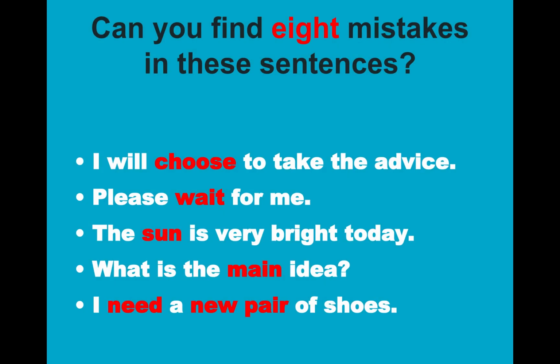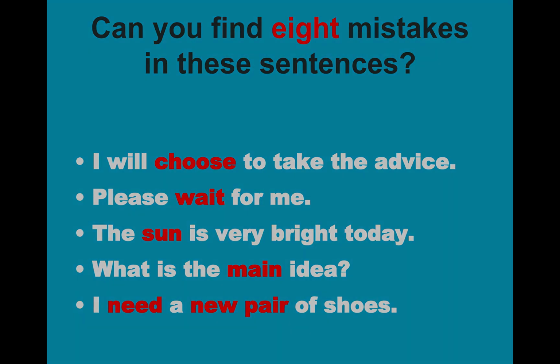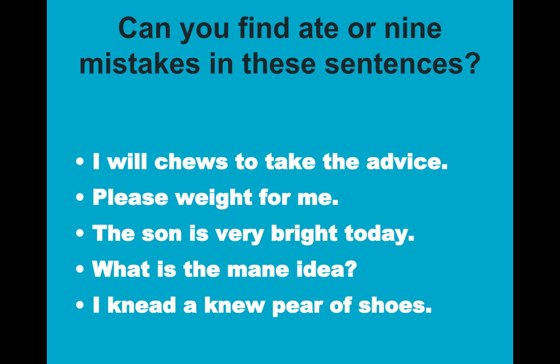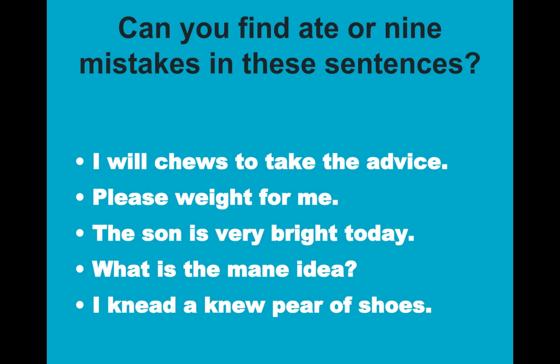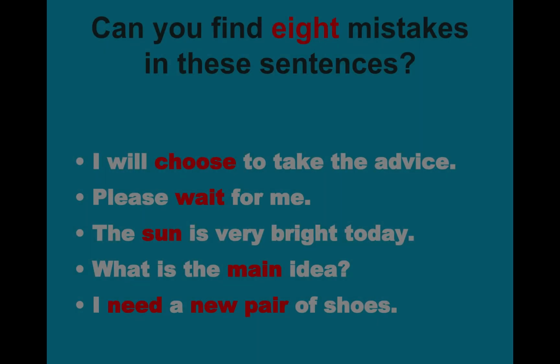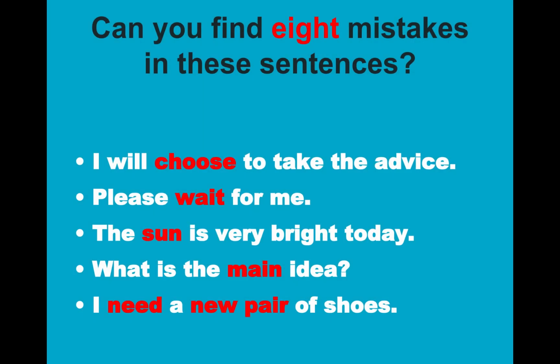Let's look at the first example. I will choose to take the advice. Notice how in this slide it's spelled chews, but it should be choose. Please wait for me. The first spelling on this slide is referring to pounds, the weight of someone, how much something is, the heaviness of it. The spelling that we need to use in red, wait, meaning you have to be patient, you have to be waiting for someone.